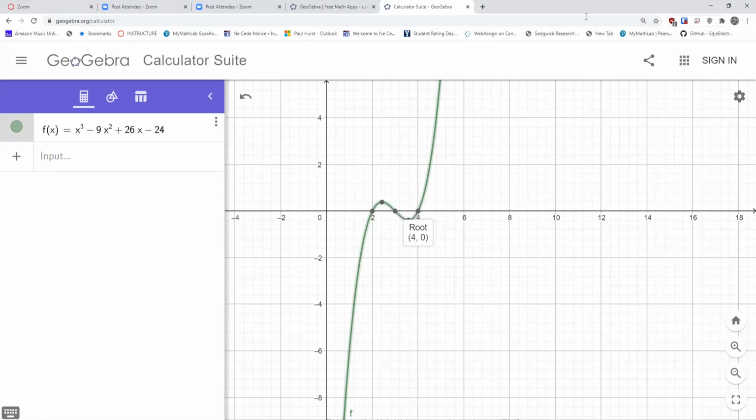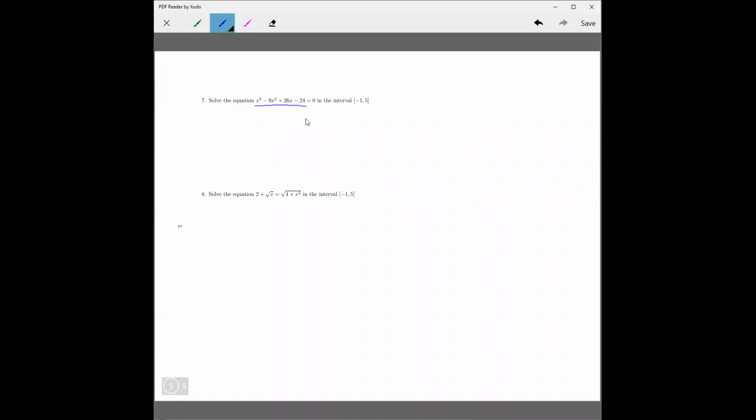Okay, so we'll go back and write that down. So here, from the graph, it's 2, 3, and 4. Okay, those would be the answers to that.